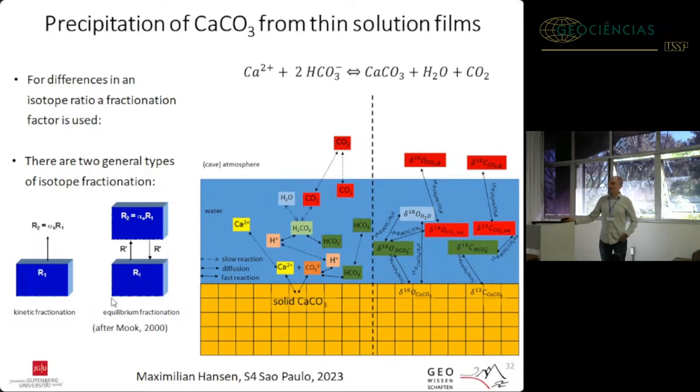But again, in nature, most of these processes would be somewhere in between kinetic and equilibrium, which is usually called disequilibrium isotope fractionation. I prefer the disequilibrium term. And this is just what happens with the isotopes. So you have fractionation between all different kinds of species, between the water and the carbonate, and between the soft CO2 and the gaseous CO2 as well.